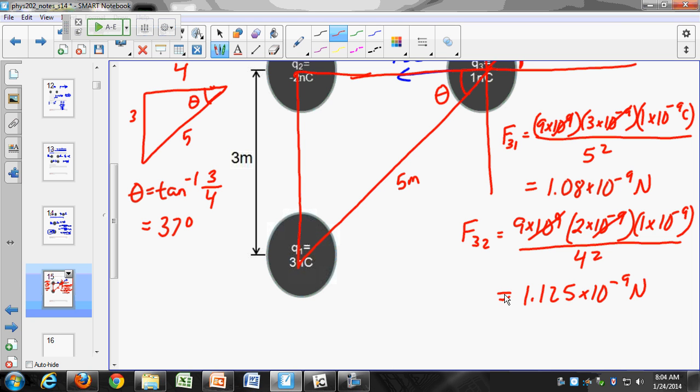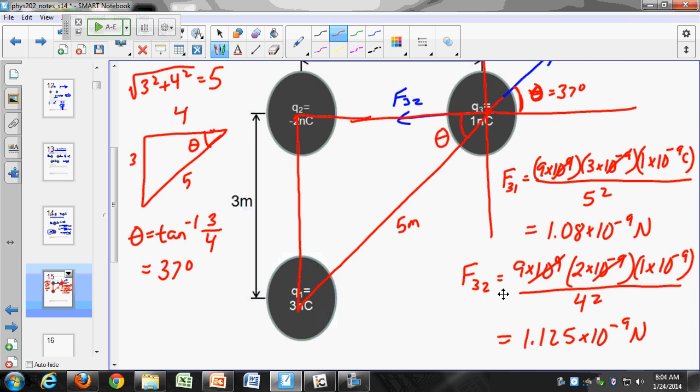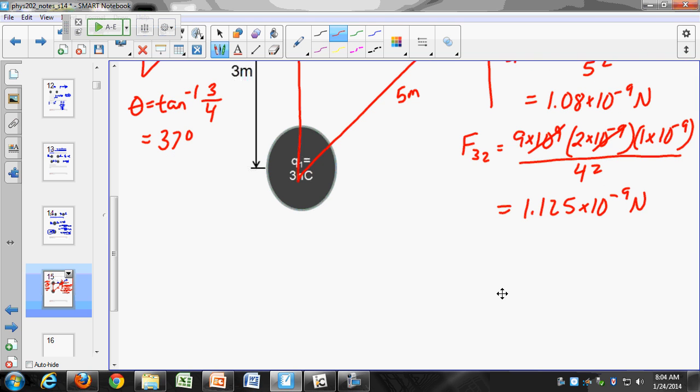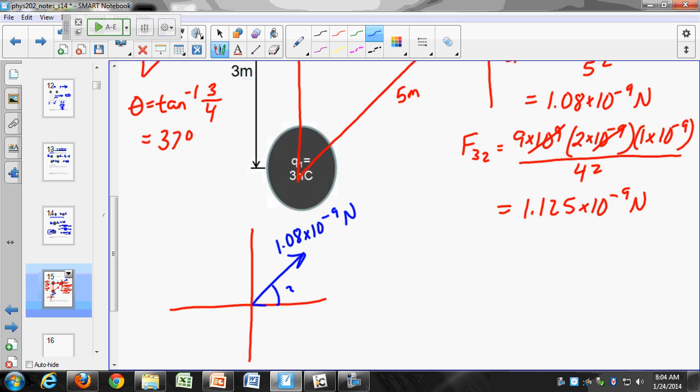Alright, so now I have the magnitudes. I'm going to redraw this. We'll just put in the numbers. I have F31 and F32. F31 was up in this direction. It's 1.08 times 10 to the minus 9 newtons, and it's at 37 degrees. And then F32 is in this direction, 1.125 times 10 to the minus 9 newtons. What do I do next?